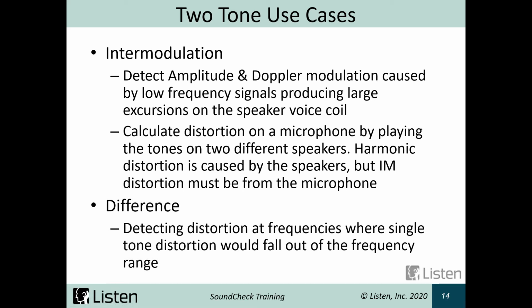Difference frequency is very good at detecting distortion at frequencies where the single tone distortion would fall out of the frequency range. You can think of this as if I had a band-limited device where I can't play a frequency above 8K. Trying to get harmonic distortion at 5K is a problem because the second harmonic there at 10K is already out of my passband, so I'm never playing the signal. But using difference frequency, I could find those distortion products in the passband of the device.